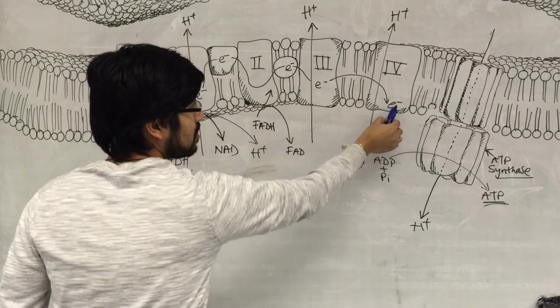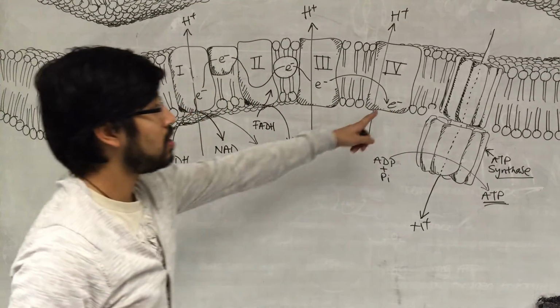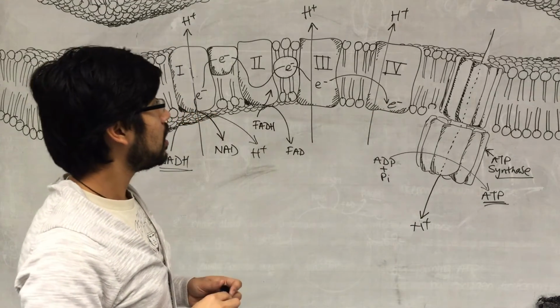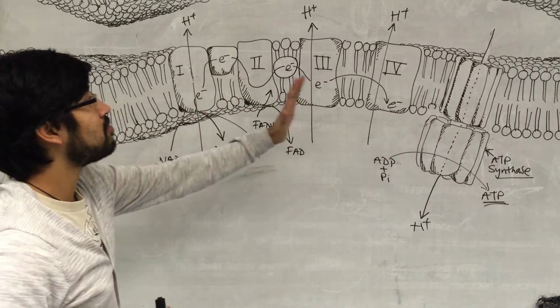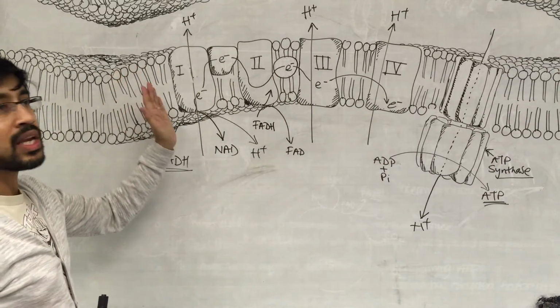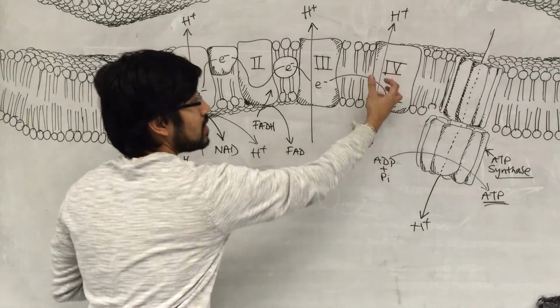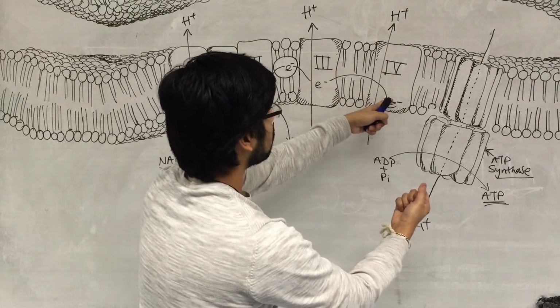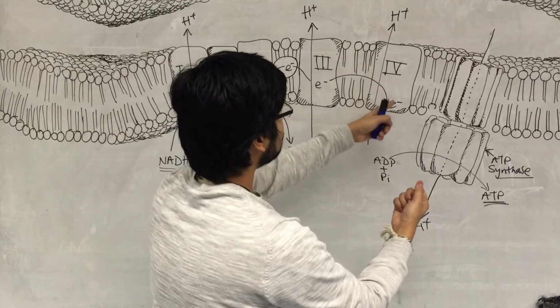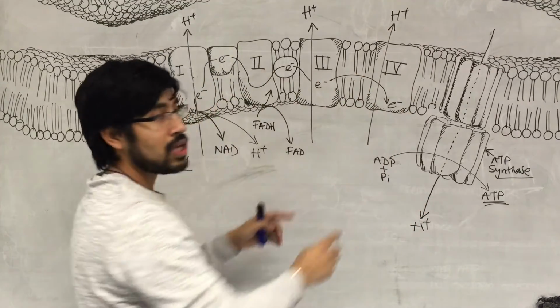So if we don't have anything removing the electron from complex 4, we're really going to result in the kind of blocking up of this whole electron transport chain. It only works if there's removal of this electron. We remove this electron, it makes the space for the next electron. We remove that electron, it makes the space for the next electron, and so the chain keeps working.